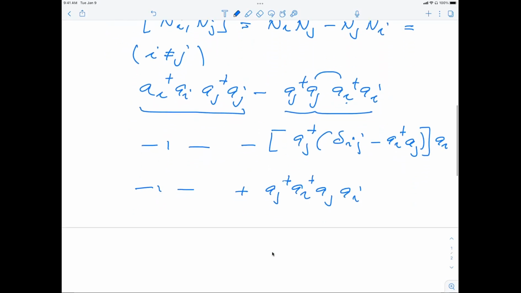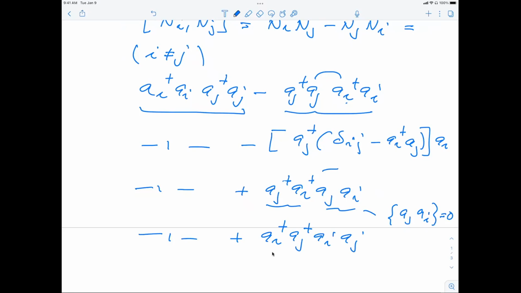I can use the anti-commutation rules for a_j a_i, and then I can use the same for a_j a_i. So this is the same as plus, and now I have an a_i† a_j†, and then I have an a_i and a_j. What I'm doing here is simply using the anti-commutation with a_j and a_i, which is equal to 0. And here I simply used a_j† and a_i†, which is also equal to 0.